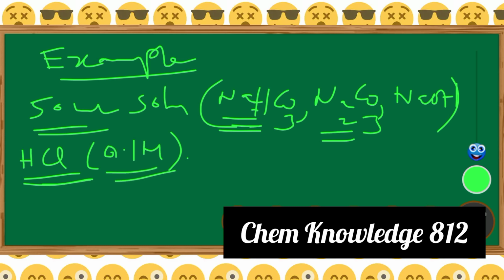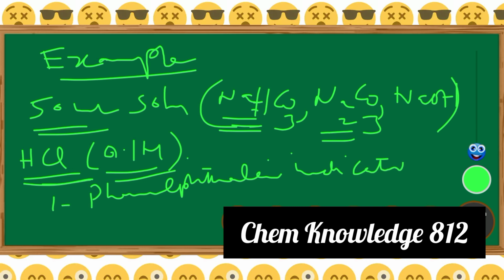So in this case, we will use two indicators. For the first endpoint, we will use phenolphthalein indicator, and for the second endpoint, we'll use methyl red indicator.